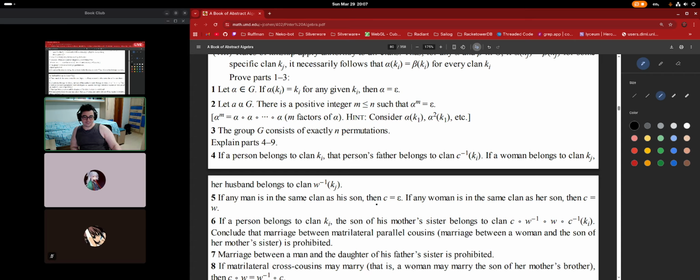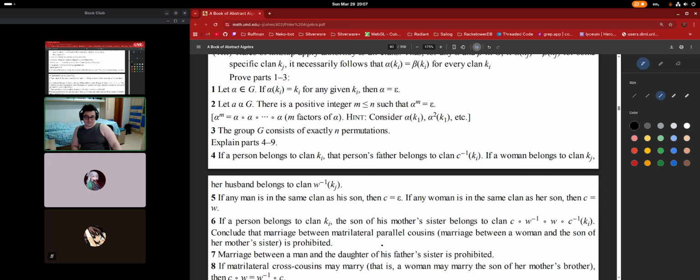If any woman is in the same clan as her son, same argument, right? Actually this is a little bit more intricate because we have to use the father as the bridge. So W is a function that you can get the clan of the wife given the clan of the husband. But we also know that the clan of the child is also the same as the woman. So that means that they received the same input and got to the same output. So C is equal to W. Yeah.